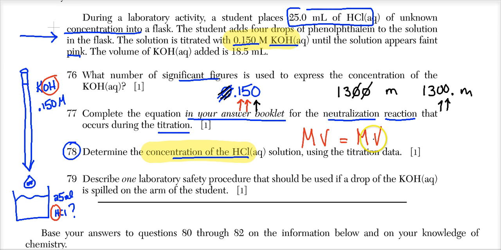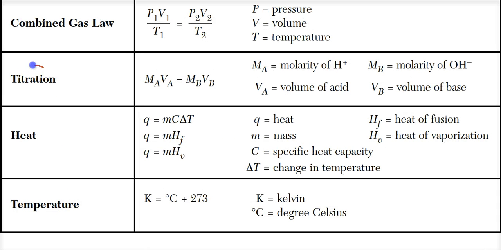And we get that from Table T. So here I'm at Table T, and here is my titration formula. There it is, the molarity of my acid times the volume of my acid equals the molarity of the base times the volume of base. So it's right there if you forget. And the reason why this works is because you're matching the moles of the proton with the moles of the hydroxide. So let's go to our answer booklet and plug these values in and solve for it.